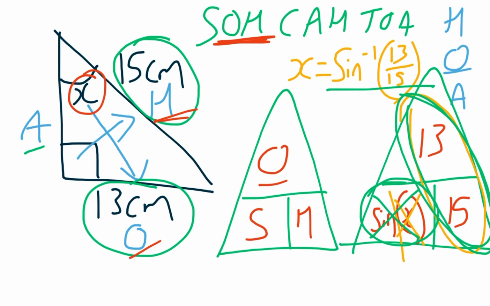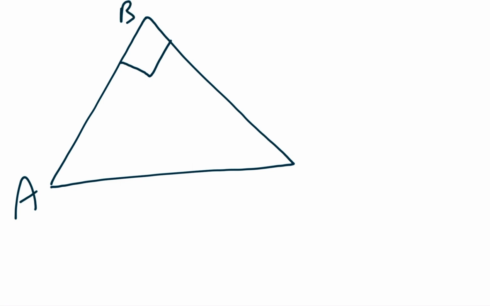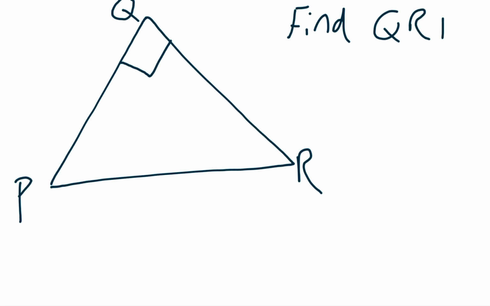Let's try another one. Let's do one of the horrible ones. There we go, 90 degrees there. Let's call it P, Q, and R. And here it says find angle QRP, and they put a little hat on the top. I'll show you how that's done if you're not sure. Then we put some lengths in there as well, just to have a bit of flavor. So we'll have here 11 centimeters, and here 9 centimeters.